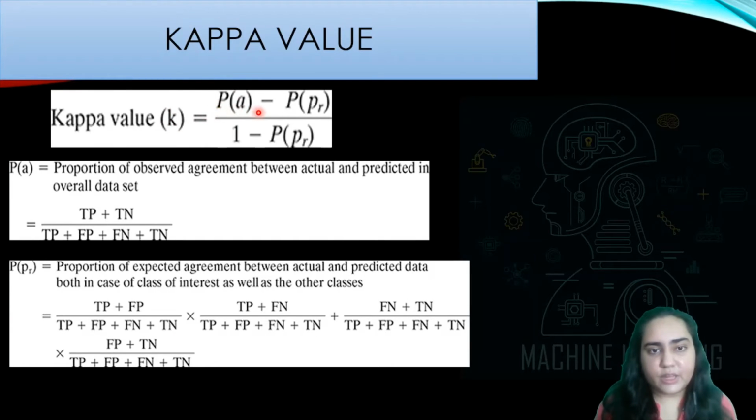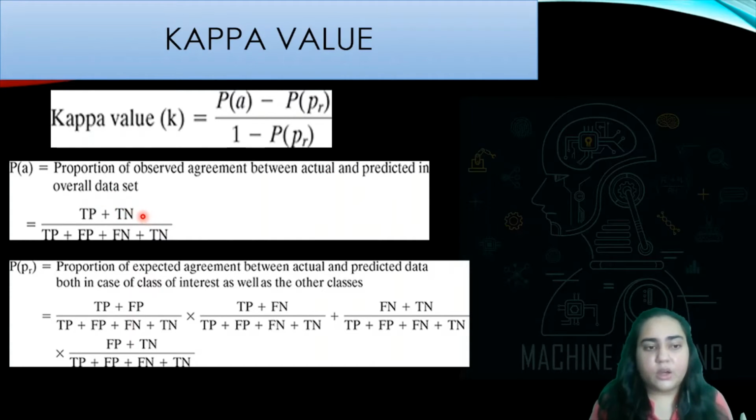So this is how you can calculate the kappa value. It is P of A minus P of PR divided by 1 minus P of PR. Okay, so P is obviously the probability. Now what is PA? PA is the proportion of observed agreement between actual and predicted data in the overall data set. So observed agreement, this is nothing but your accuracy formula, if you notice. TP plus TN divided by everything. So PA is nothing but your accuracy.